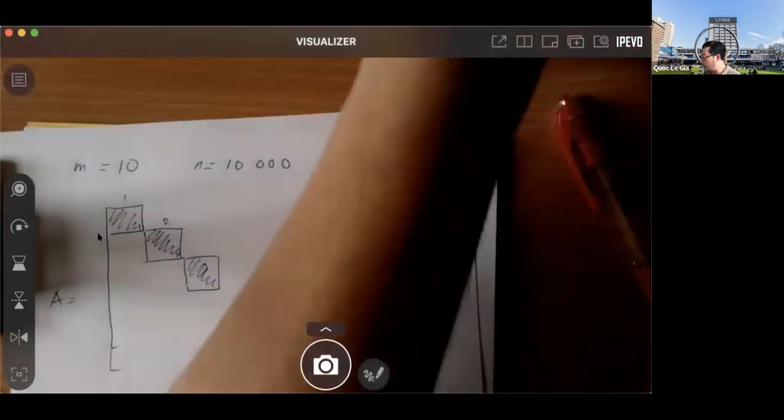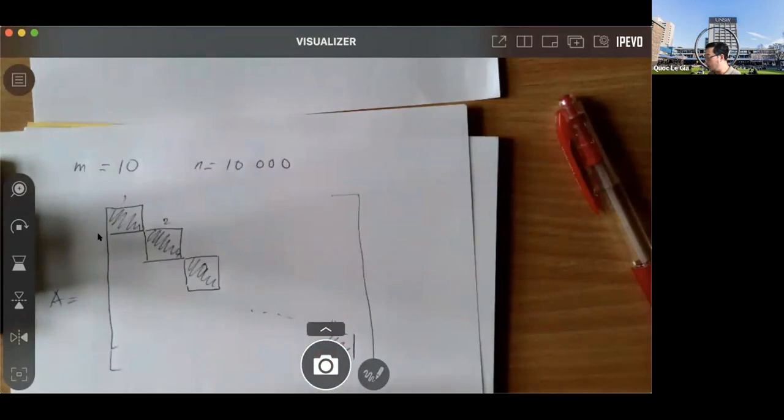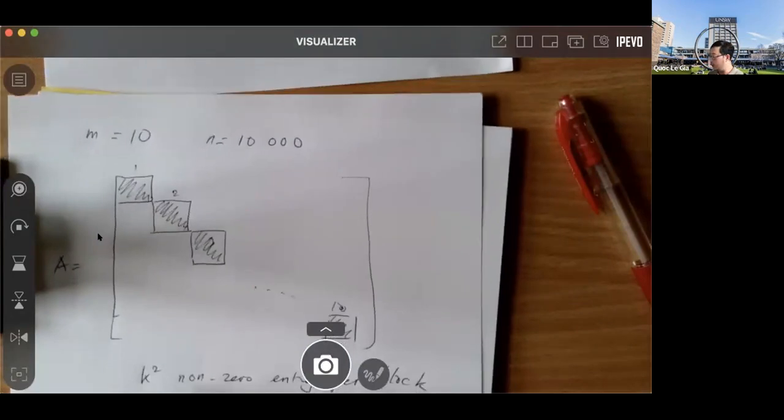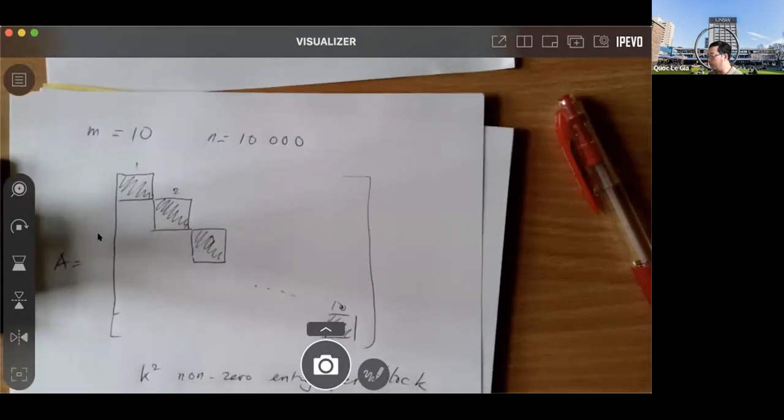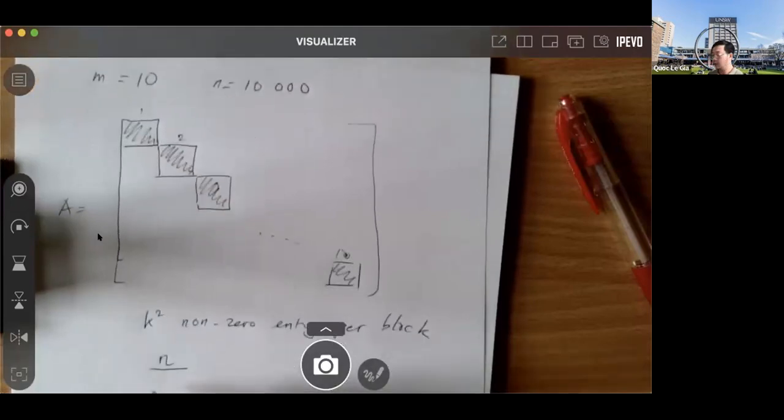But then k square, what is k? In this case, what is k square? Non-zero entries per block. But what is k? Well, if you look at the program, k is just n over m. So we just write it in the general form: k is just n over m. You look in the program, it defines k as n over m. So in this case, k is 1,000. I agree.